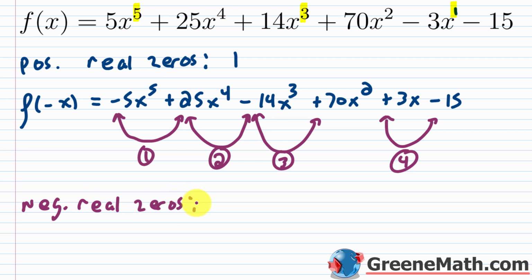So in terms of the negative real zeros, let me fix this real quick. Well, you're either going to have 4, or you could decrease this by 2. So 4 minus 2 would be 2. And then you could decrease it again by 2, and you would have 0. So 4, 2, or 0. Those are your possibilities. 4 being the maximum that you could have. Then you could also have 2 or 0.